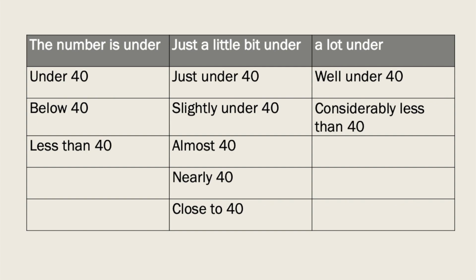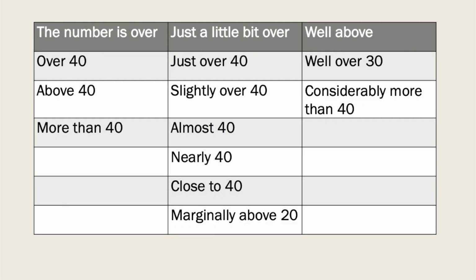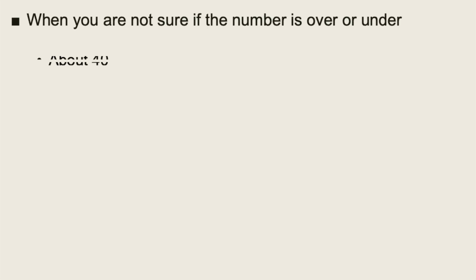And if the number is over, you have to write like over 40, above 40, more than 40. If it is little bit over, you can write just over, slightly over, then almost, nearly, close to, marginally. And if it is well above, then you can write well over, considerably more than 40. And if you're not sure whether the number is over or under, then you can write about 40, approximately 40, around, more or less. I hope you found this useful.